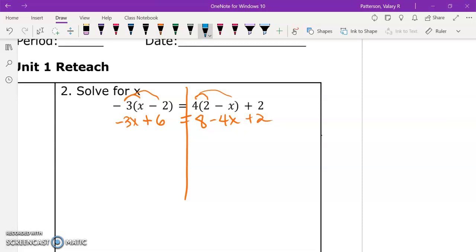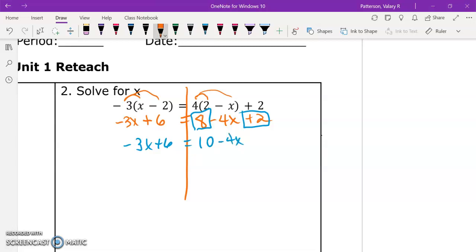Okay, next step is to combine any like terms. Now I can't combine anything on the left side of my equation, but I can put that 8 and 2 together. So I'm going to bring down my negative 3x plus 6 equals 8 plus 2 is 10, and I have my minus 4x.